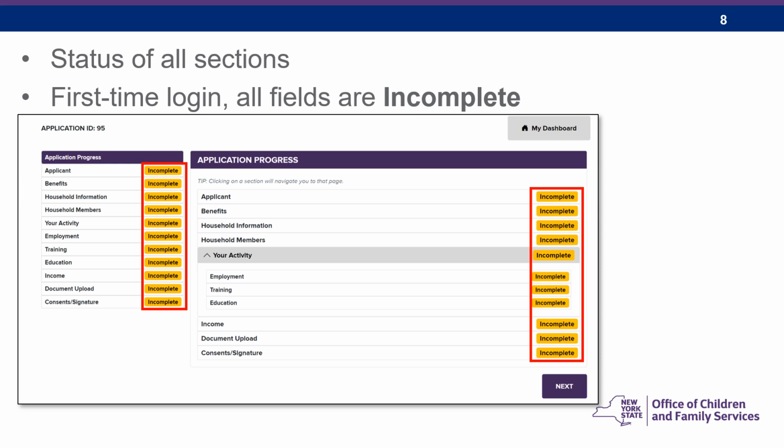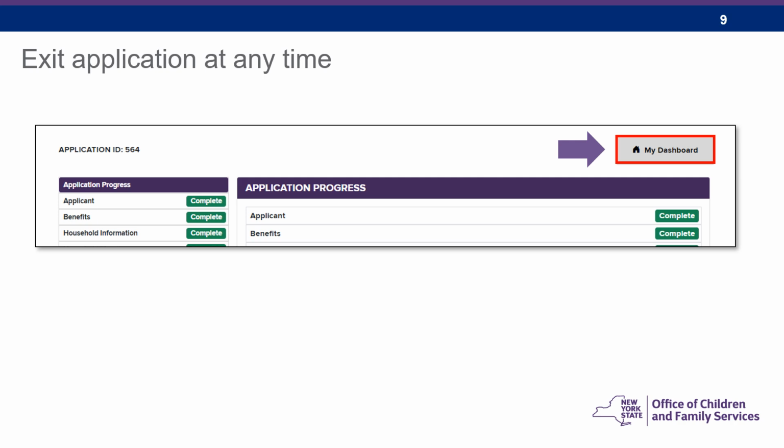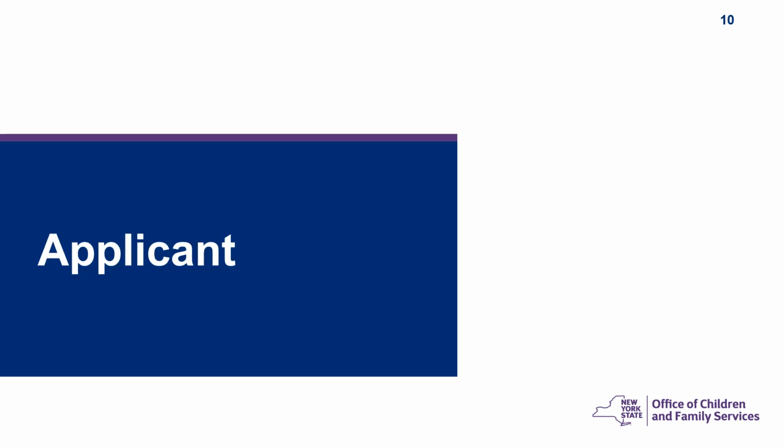On most sections, hitting Next will automatically save your work, but at any point you can save and return to your application at a later time. You can exit out of your application and return to your dashboard in the CCAA portal at any time by selecting the My Dashboard button in the top right corner of your screen.